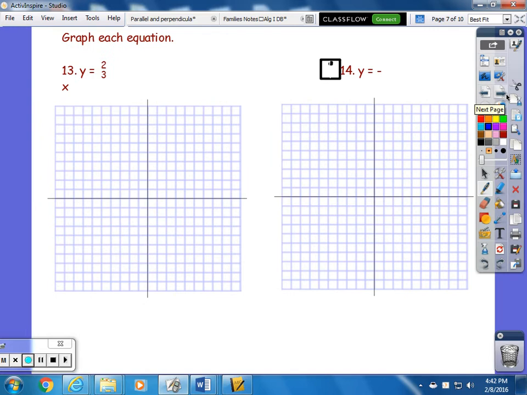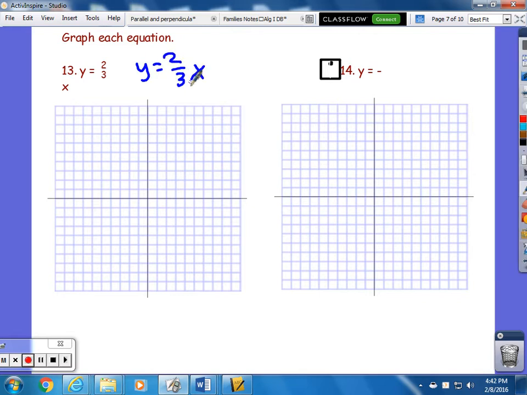To graph each one of these, y, oh, this one's kind of messed up. Y equals 2/3 x. Go ahead and graph that on your own. And here y should be equal to negative x. Graph that on your own.